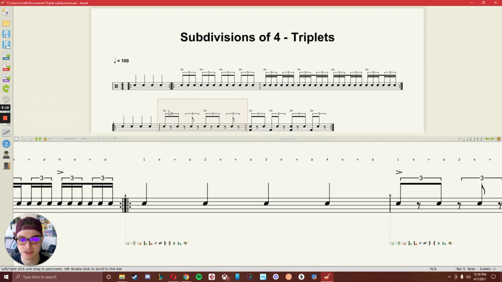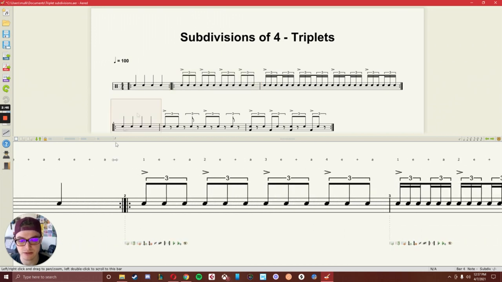So notice it still is grouped like triplets. 1, 2, 3. 1, 2, 3, but middle one's missing. 1, 2, 3, but the first and third are missing. And notice that there's even spacing in between each beat. That is 1 beat, missing beat. 1 beat, missing beat. So as opposed to what we have with the triplets, where it's just playing straight.